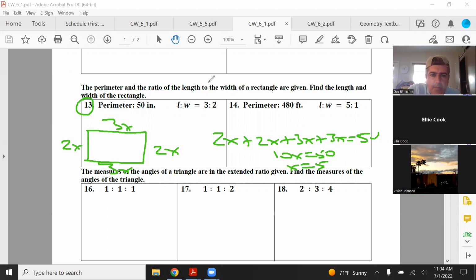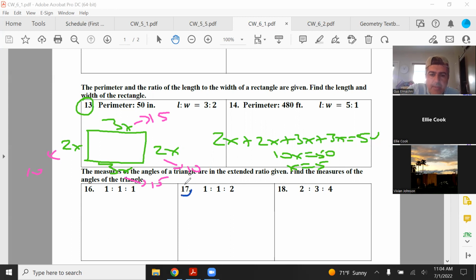Therefore, that is 10, that is 10, that's 15, and that's 15. And that makes sense because all that adds up to 50. So you'll try the same for number 14.